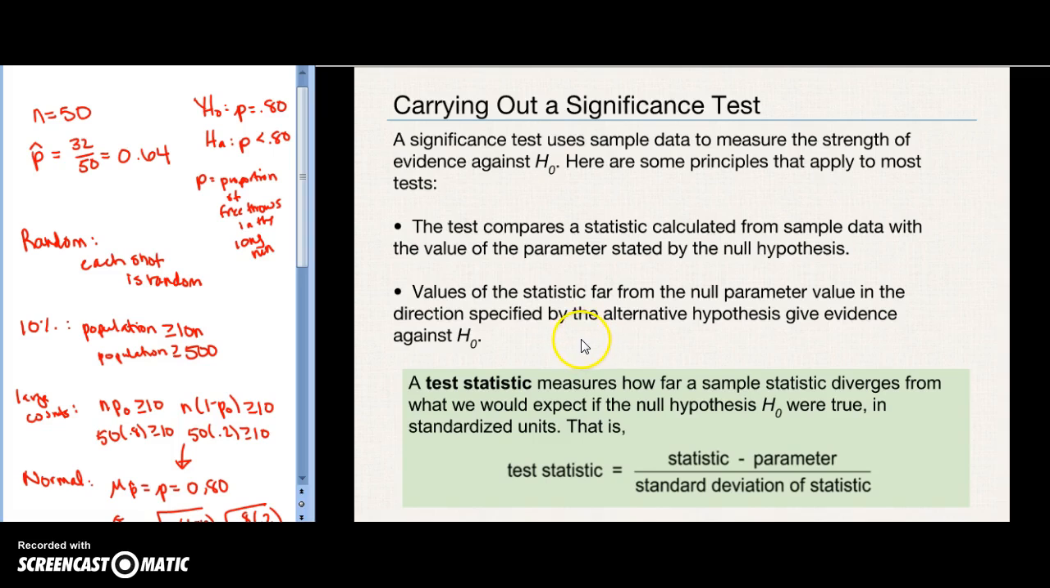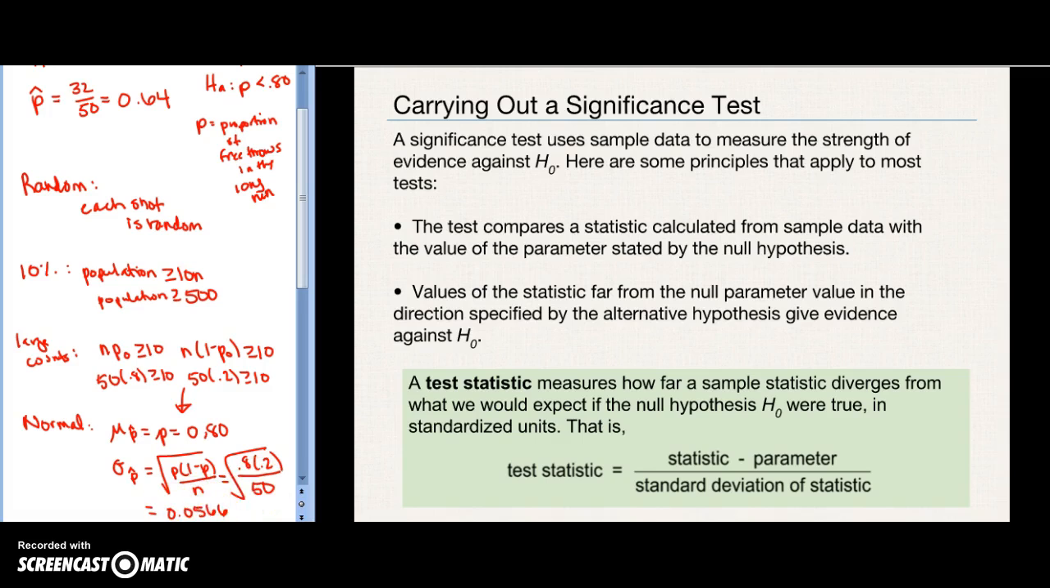The values of the statistic far from the null, so the farther this is away from the null, give us more evidence. How much more? That depends on a specific calculation. We're going to take our statistic, in this case our p hat, subtract our parameter, the value in our null, and divide by the standard deviation of the statistic, and that's what we just found down here when we were doing that calculation. So it's bringing in all of our aspects from chapters 7, 8, and 9 together.